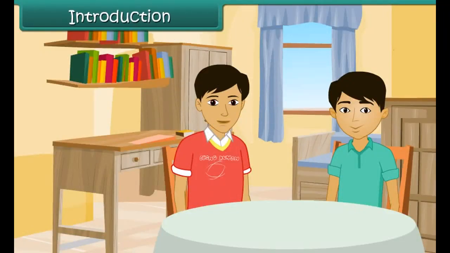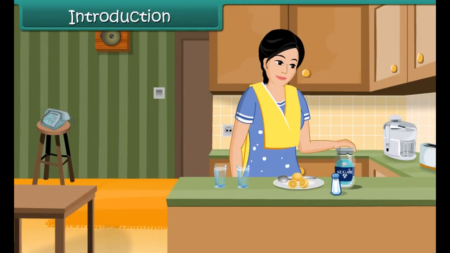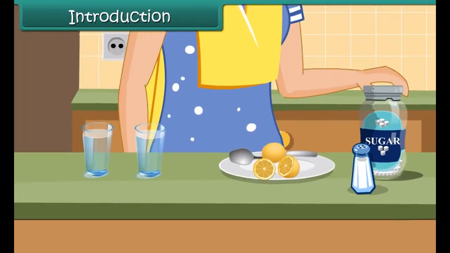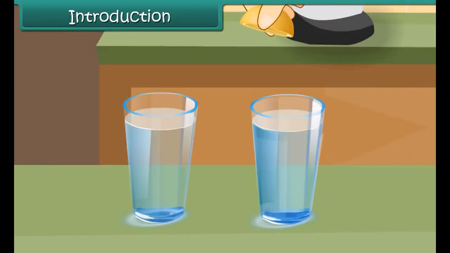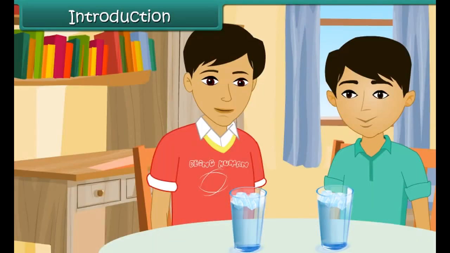Tarun is at his friend Kunal's place. Kunal's mother is preparing some lemonade for him. She squeezes some lemon juice in a glass of water, adds sugar and ice cubes, and serves it to him. He can see no traces of sugar and lemon juice in the water.